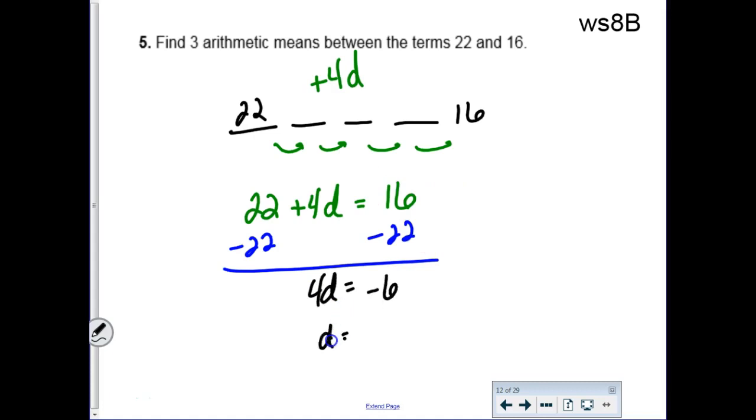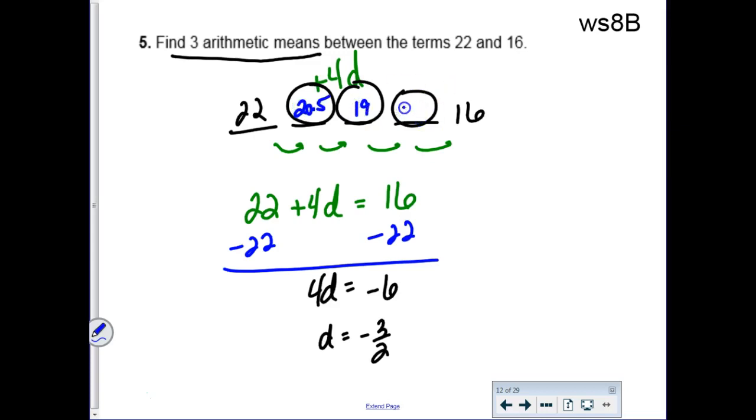So I'm getting negative 3/2. You can call it negative 1.5, that's fine. Then it says to find the 3 arithmetic means, so fill in what these numbers are. You add negative 3/2, or subtract 1.5 each time. So that would be 20.5, 19, and 17.5. Then I double check that it worked out: one more 1.5 down would get me to 16. The same sort of thing will show up on your test.